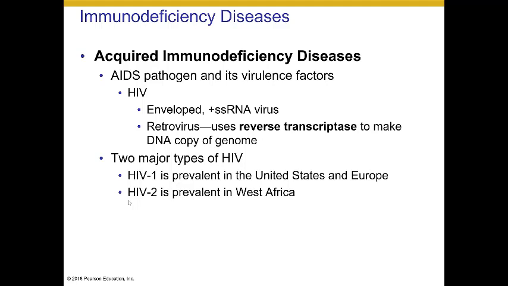The advantage here is that our cells have double-stranded DNA, so if this virus can make double-stranded DNA, then that DNA can get incorporated into your chromosomes and become part of you permanently.